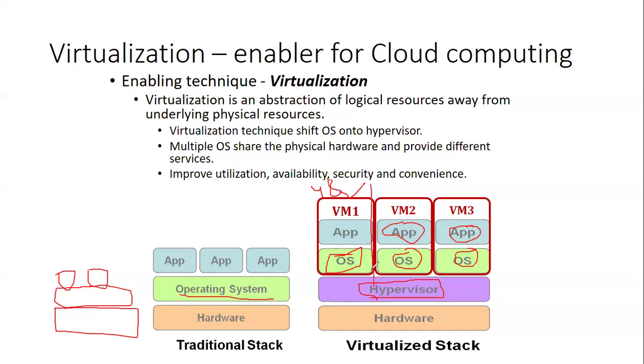Now this particular set of app, OS and virtualized hardware, with the memory, CPU and other things logically allocated, works exactly as a physical system. It works exactly as a physical system, but the only thing is it is virtual. That's why it is called a virtual machine. A virtual machine is identical to a physical machine, except that the resources are virtual. That means they are shared across multiple systems, and they all work together to give you a single entity. So multiple OS can now share a physical hardware and provide different services. These are called the virtual machine model.